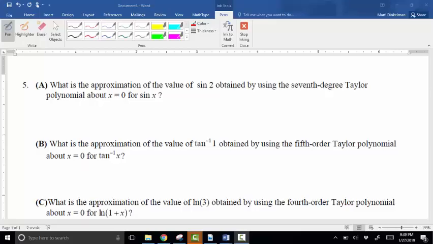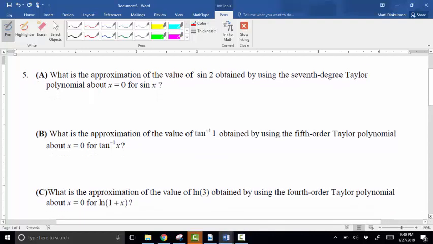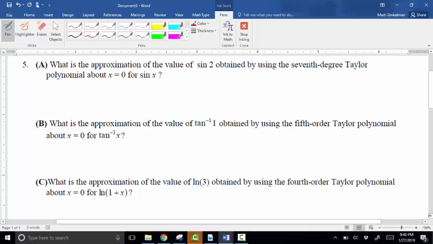This is number 5 on the Chapter 11, Part 2 review, exam review. And number 5 is asking us to write an approximation for things that we may or may not have memorized. Certainly this first one, sine, we should have memorized. And they're wanting us to go to the 7th degree. So for sine, if we're just going to the 7th degree, remember sine is the odds. So it's going to look like this.